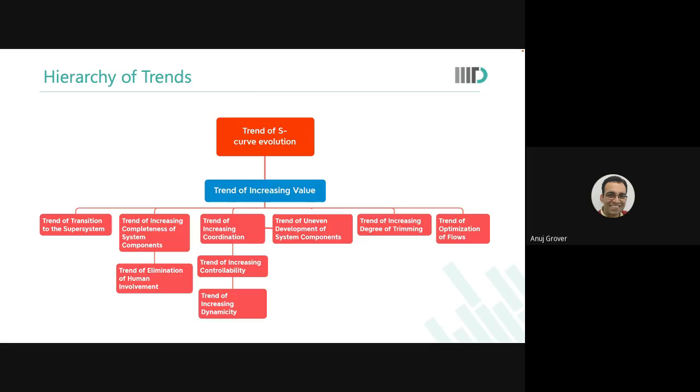So what is happening? Human involvement, or let us say external involvement, is reducing. Why is this reducing? Because my components are becoming more complete now. They have their feedback loops also set in now. So this feeds this, and this consequently feeds the trend of increasing value. Are you with me? Any question until here? Then, trend of increasing coordination.